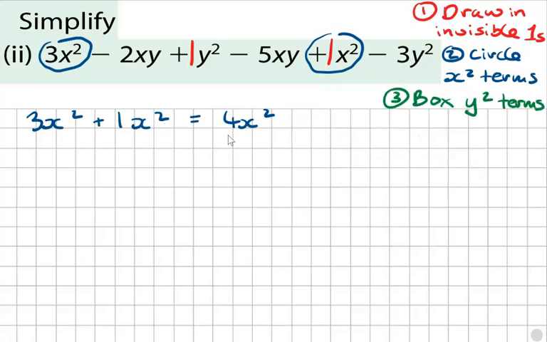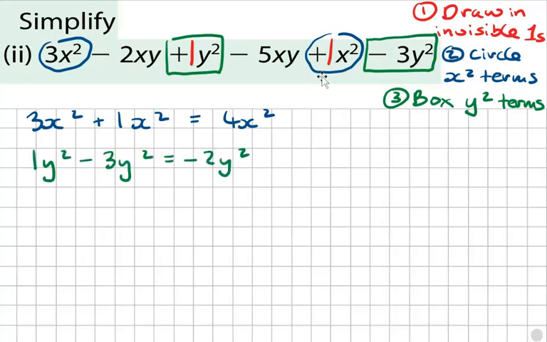Step 3, box the y squared terms. So we have plus 1y squared minus 3y squared. Again, be very, very careful with the minus 3y squared. Make sure you put a box around the minus as well, or you will go wrong. Then in our rough work, 1y squared minus 3y squared is minus 2y squared, because 1 minus 3 is minus 2. And again, the powers don't change, so it stays as squared, because we're just adding and subtracting like terms. We're not multiplying or dividing. So when we're adding or subtracting like terms, the powers do not change.